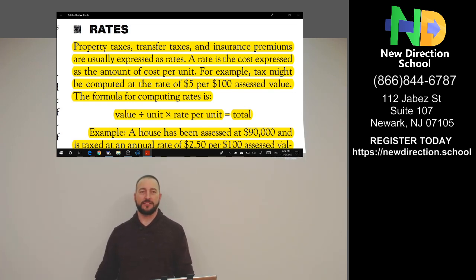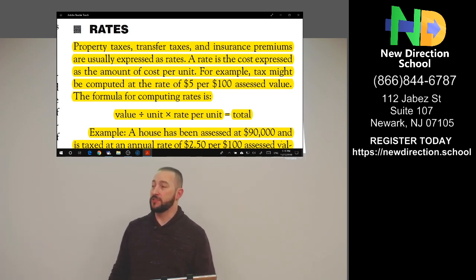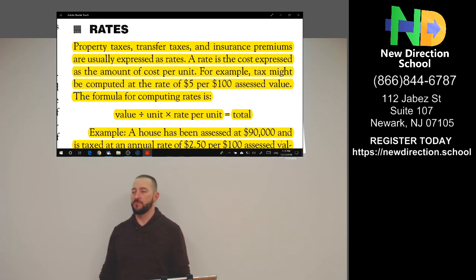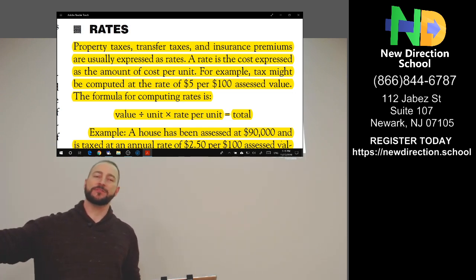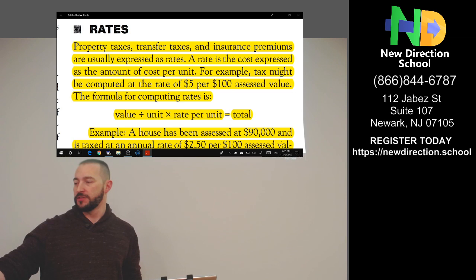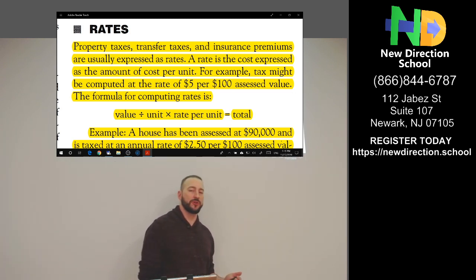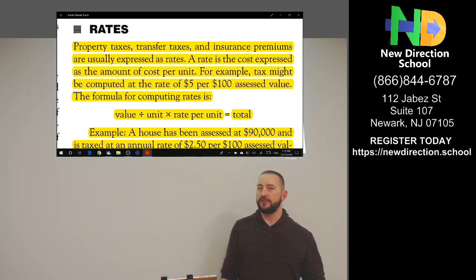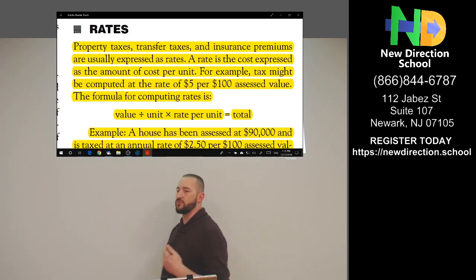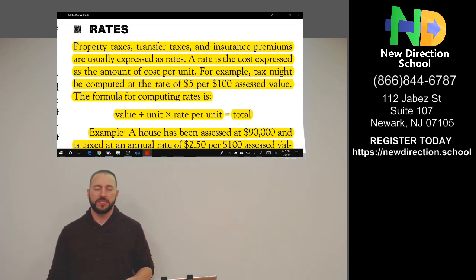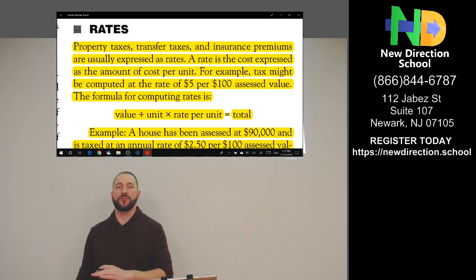All right, so rates. Next page. Property taxes, transfer taxes, and insurance premiums are usually expressed as rates. The rate is the cost expressed as the amount of cost per unit. For example, tax might be computed at the rate of $5 per $100 of assessed value. The formula for computing rates is value divided by unit times rate per unit equals total. And what I'm telling you is, forget that formula.